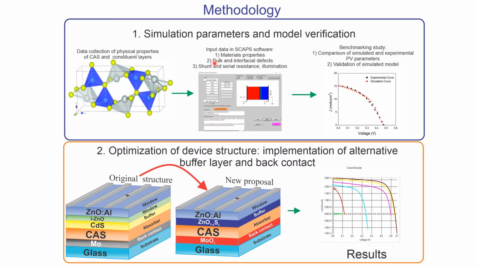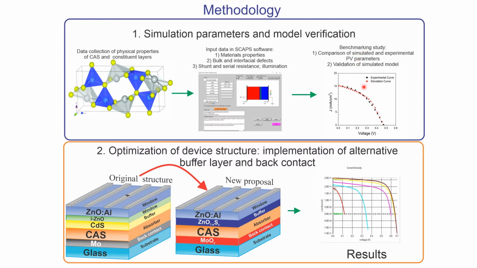To make our model more accurate, we consider different defects in each layer and the interfaces. In the case of the absorber layer, we took into consideration the characterization of defects carried out experimentally. In their work, the authors found two deep defects related to sulfur vacancies and copper antimony antisites, and gave details about those defects like their density, capture cross-section, and activation energies. This is very important.